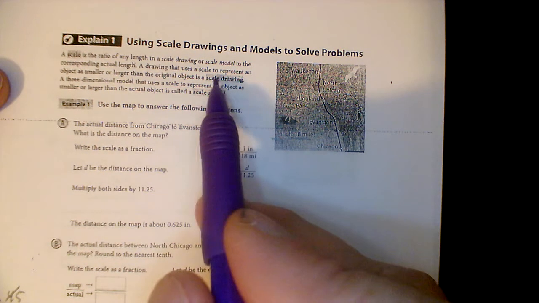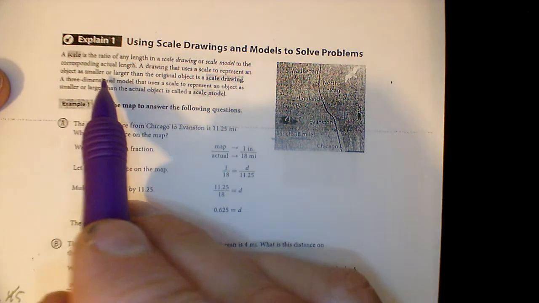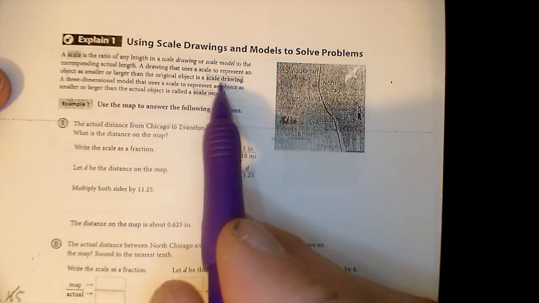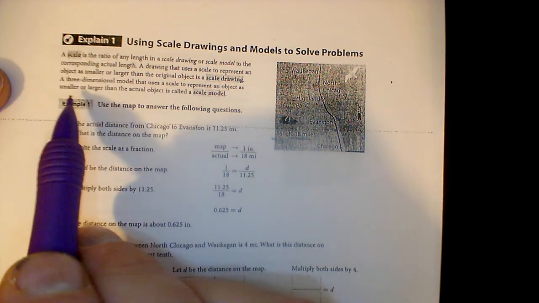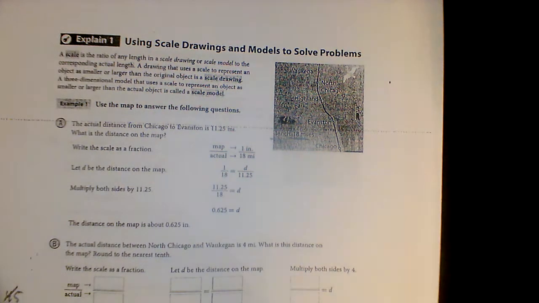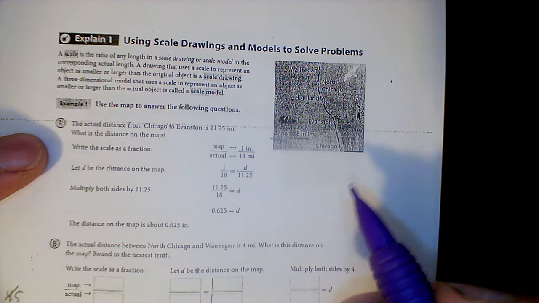A drawing that uses a scale to represent an object as smaller or larger than the original object is a scale drawing. A three-dimensional model uses a scale to represent an object as smaller or larger than an actual object, right? Because if I want to draw a car on a piece of paper, there's no way a whole car will fit on the paper, so that's making the car smaller. What if I want to draw an atom? We can't see an atom, so we're going to enlarge it. So we can either enlarge or reduce something that we're trying to represent. This map obviously reduces something. So use a map for the following.